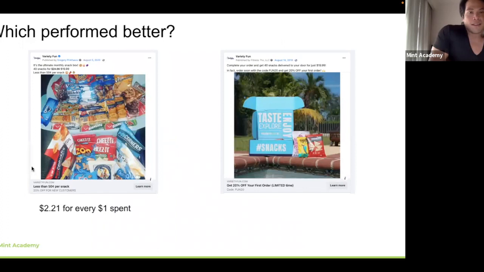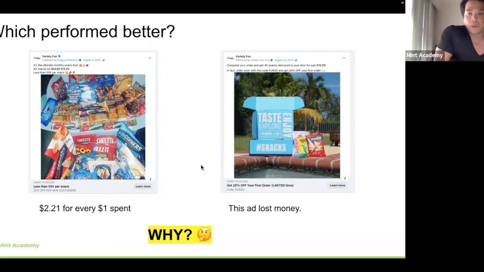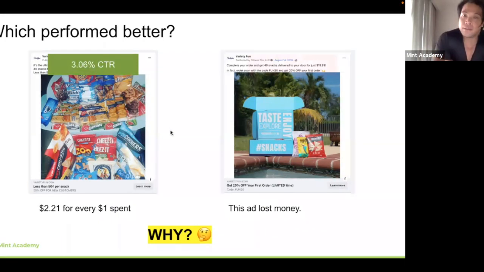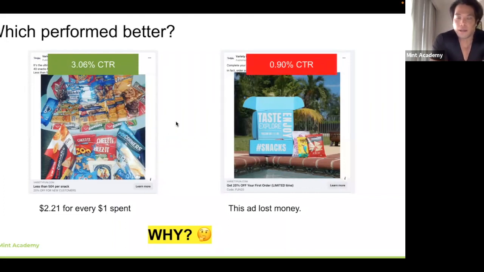The first ad got $2.21 for every dollar spent, whereas this ad lost money. If we look under the hood to see what's going on, it's a very, very similar story. This ad had a 3.06% click-through rate, and this ad had a 0.90% click-through rate. So what is going on?